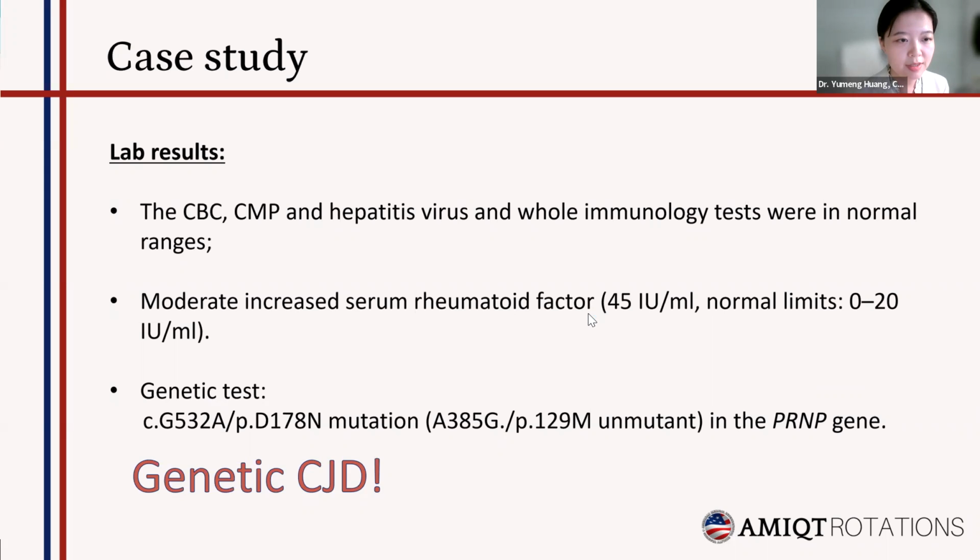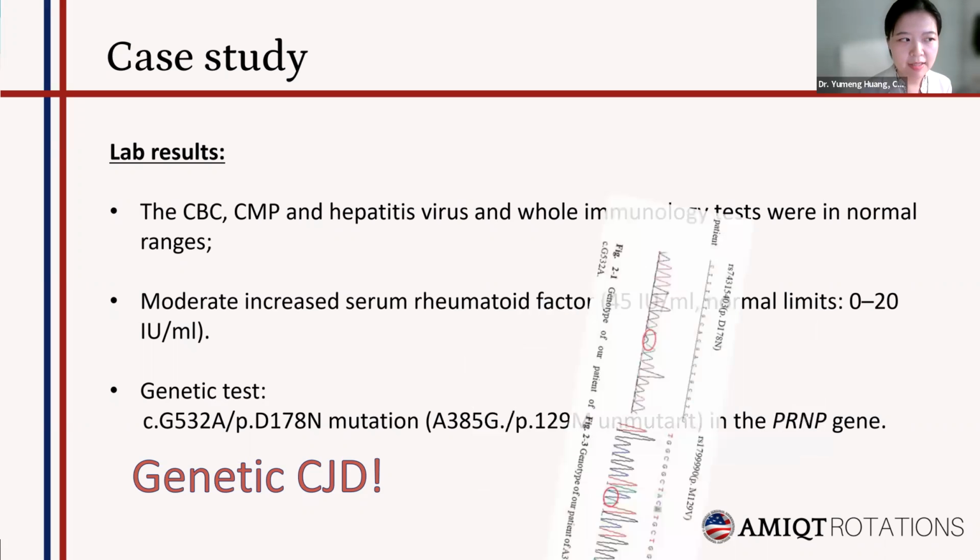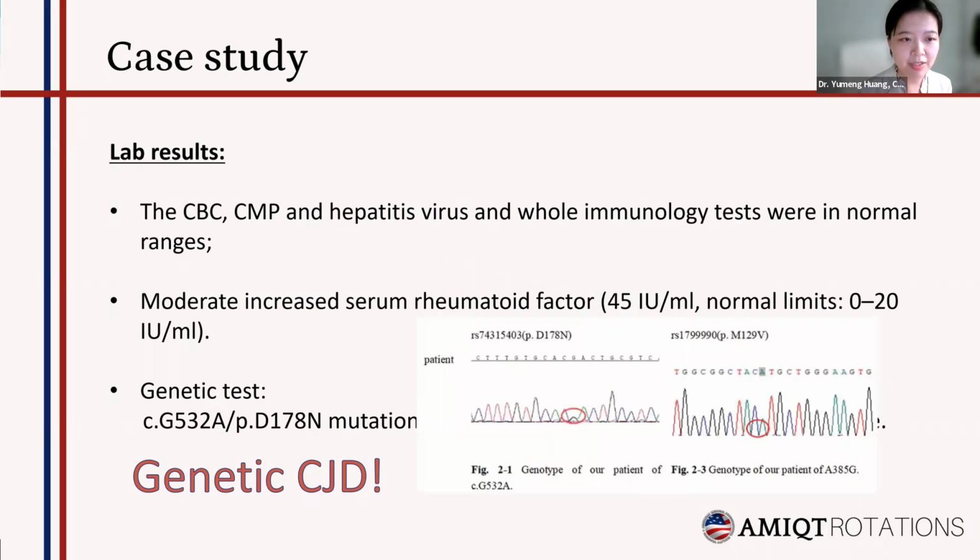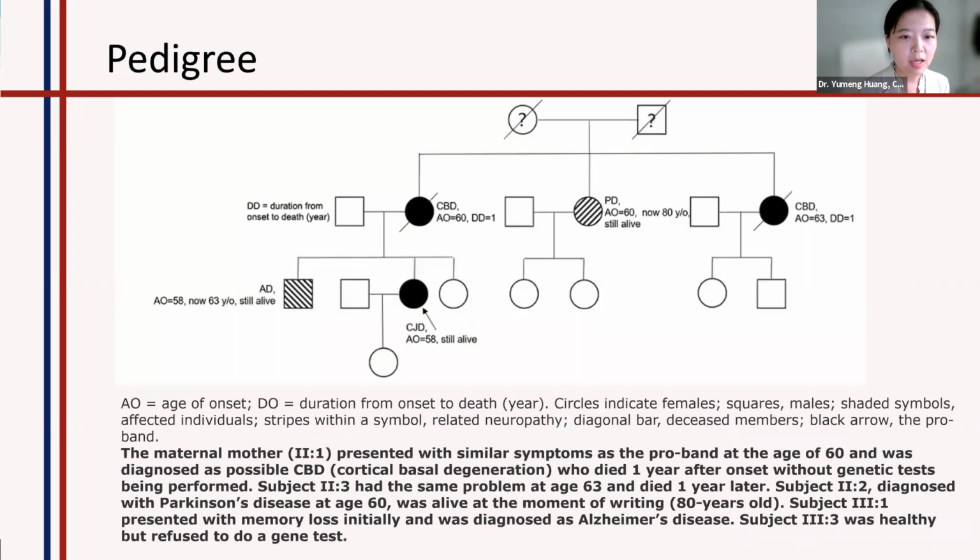The genetic test report included a positive D178N mutation. That means the aspartic acid on this 178 codon was mutated to asparagine. And with this test report, we can diagnose this patient as genetic CJD. And as we said before, genetic CJD is a kind of familial CJD.